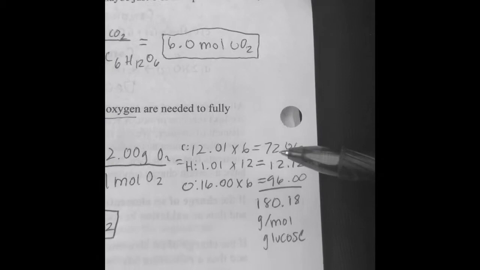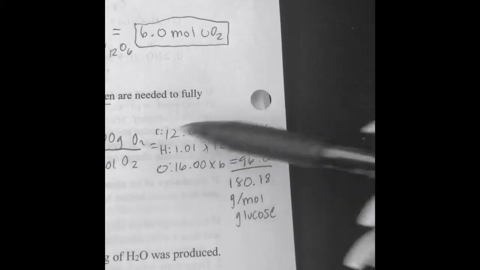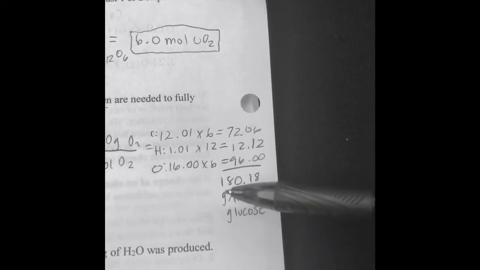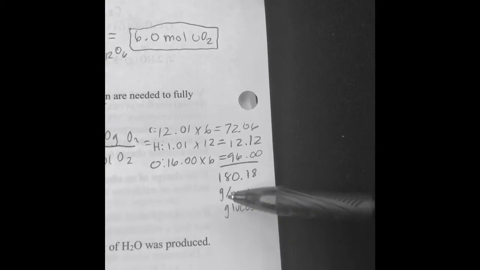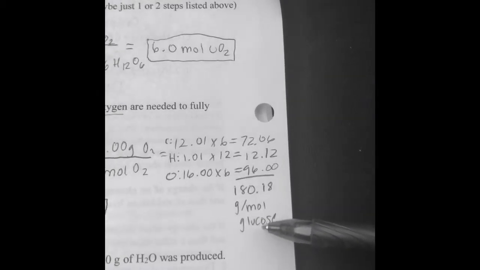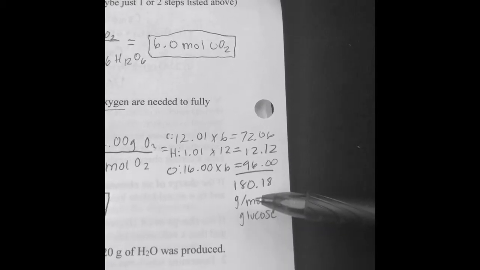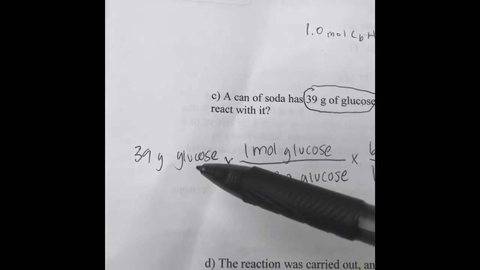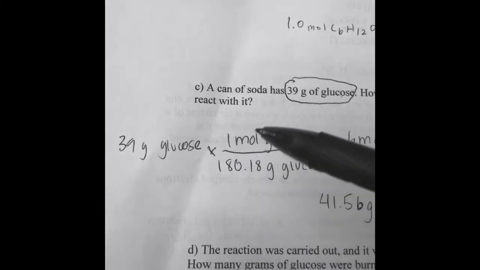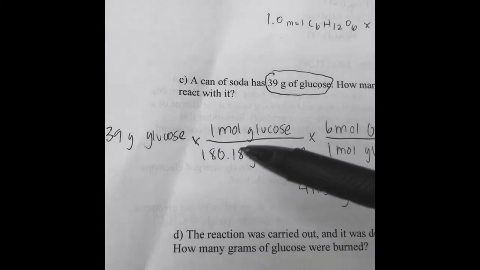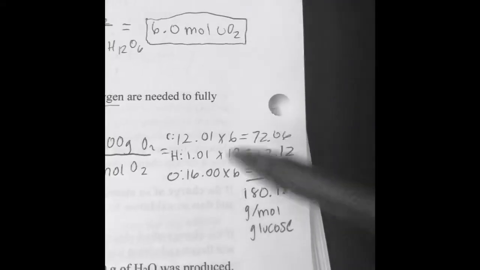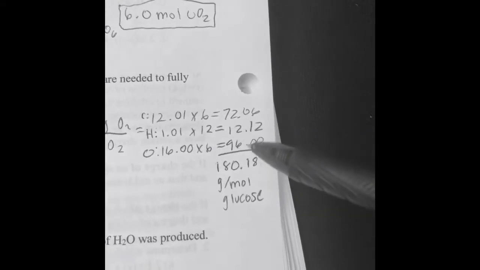So I already wrote it here for you. We have C, H, and O for glucose: C6, H12, and O6. For the final gram amount, we have 180.18 grams per mole of glucose, which is going to be our conversion factor. We start off with the given: 39 grams of glucose, and we multiply it by 1 mole of glucose over 180.18 grams of glucose, which is what we did right here on the side, getting the conversion factor.